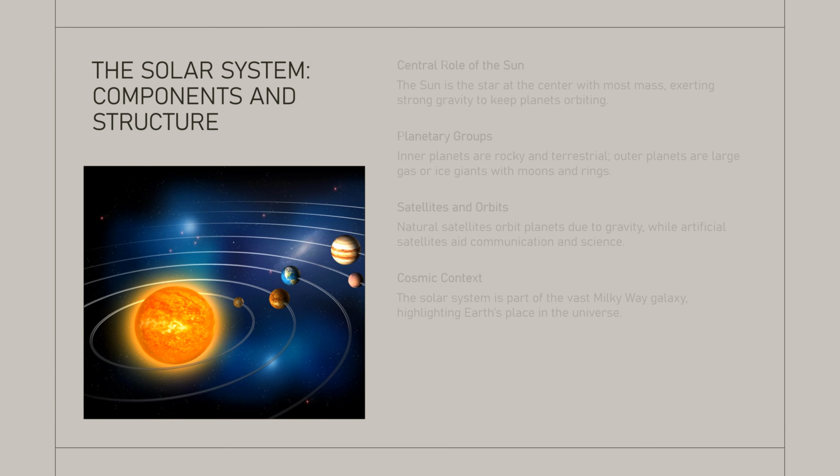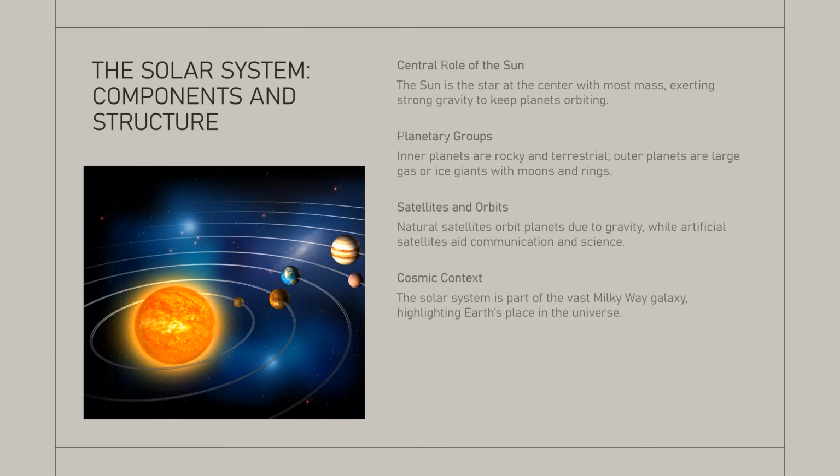Our solar system consists of the Sun at the center with 8 planets orbiting it. Alongside the planets, there are moons, asteroids, and comets. The planets closest to the Sun are Mercury, Venus, Earth, and Mars. The outer planets are Jupiter, Saturn, Uranus, and Neptune.